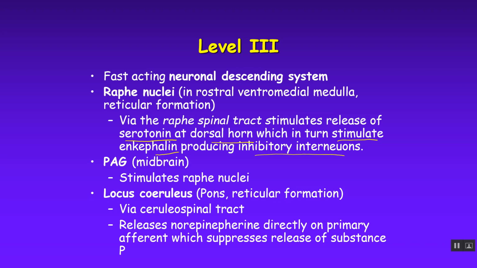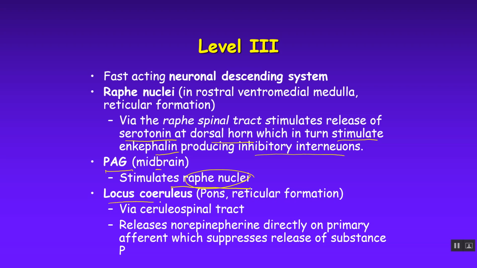Remember, some of those also go to the midbrain, the spinal mesencephalic tract. The spinal mesencephalic tract goes to the midbrain and stimulates the periaqueductal gray and the superior colliculus. When it stimulates the periaqueductal gray, that helps to stimulate the raphe nuclei and makes them do an even better job. So the raphe nuclei will do an even better job of inhibiting. That's the periaqueductal gray in the midbrain.